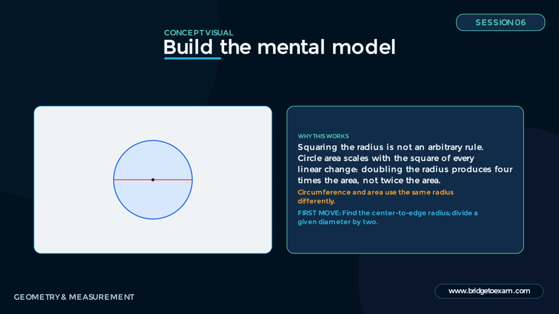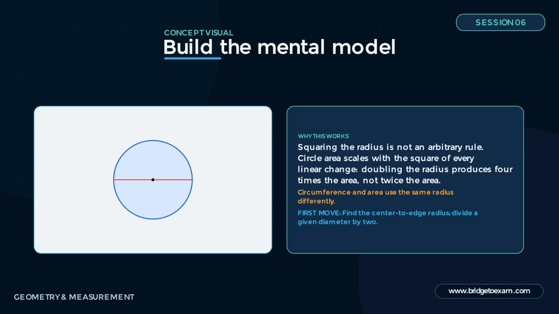A complete line of work should make the diagram, formula, substitution, arithmetic, unit, and conclusion easy for another learner to audit. Use this repeatable method. First, find the center-to-edge radius. Divide a given diameter by 2.